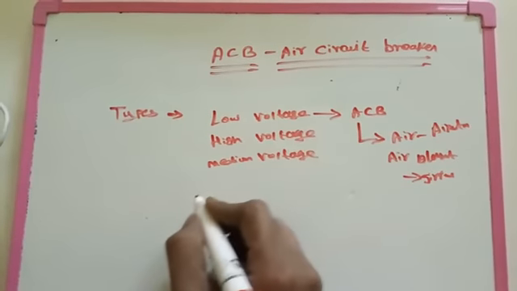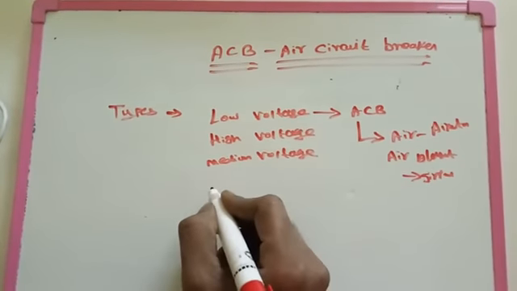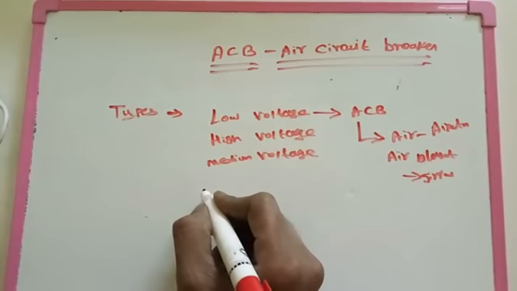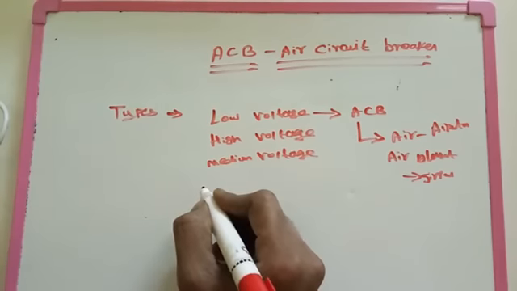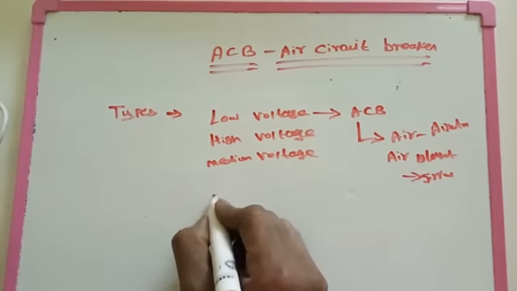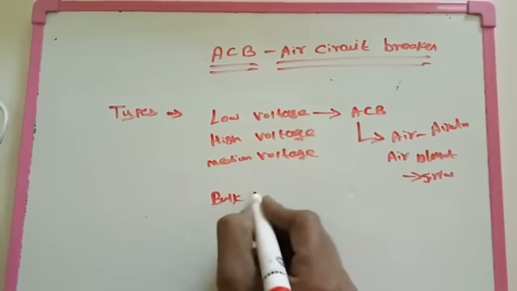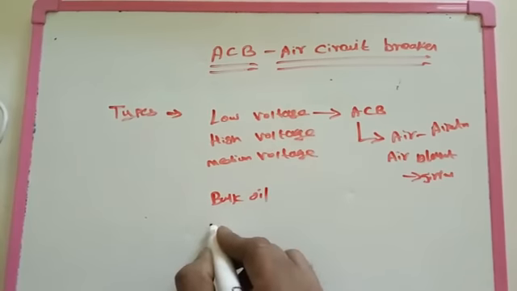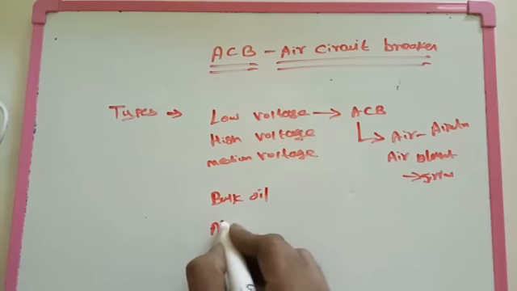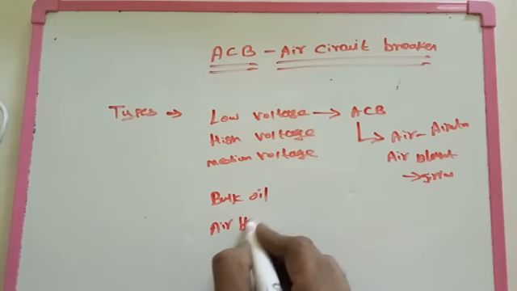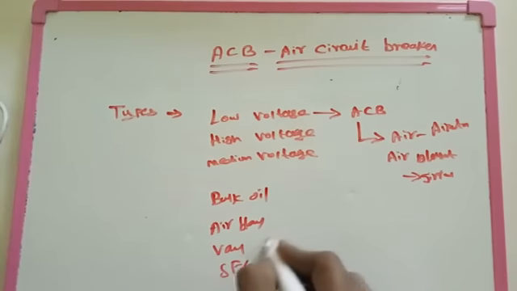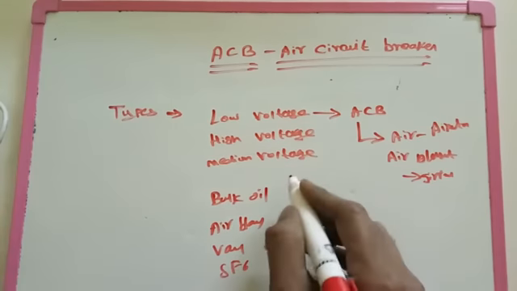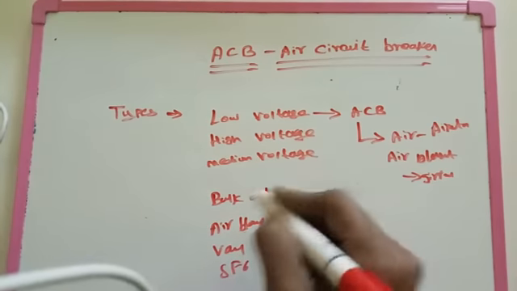In medium voltage we have the molded case circuit breaker, and then the thermal circuit breaker and the magnetic circuit breaker. Those circuit breakers we also have. And then in high voltage we have the bulk oil circuit breaker, and then air blast, vacuum, SF6, CO2. So these are the circuit breakers available in high voltage.